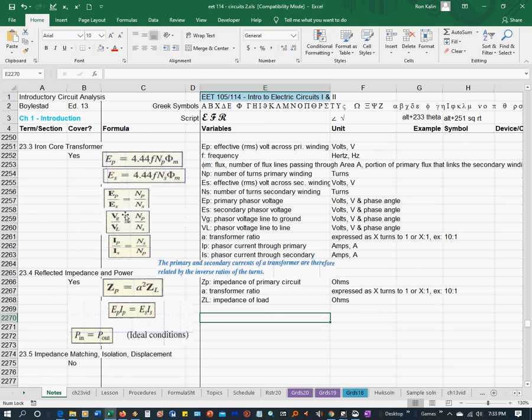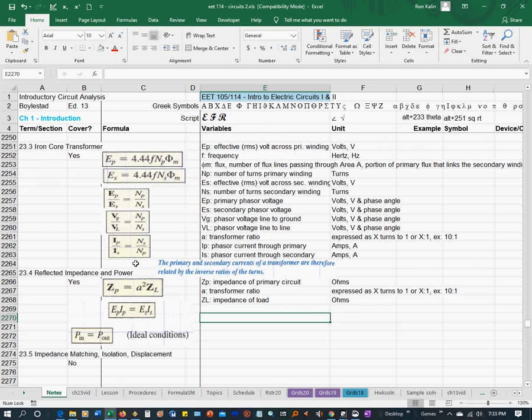Now, here's the big equation in this chapter. If you take the ratio of the primary to secondary voltage, it's equal to the ratio of the primary and secondary turns. Likewise, if you do the phasor voltage line to ground, phasor voltage line to line, it's the same ratio. V sub G divided by V sub L equals NP divided by NS.